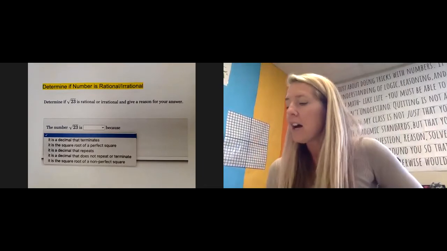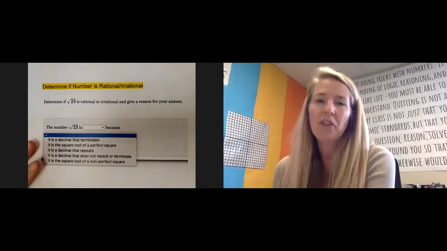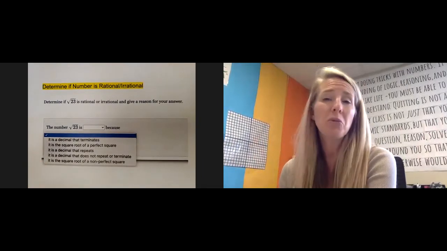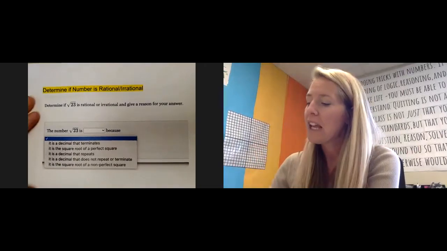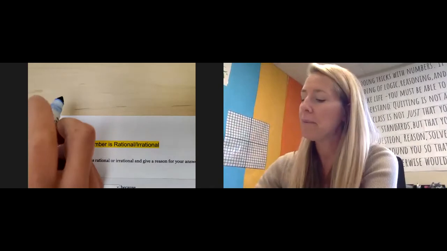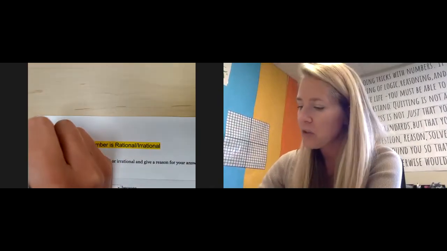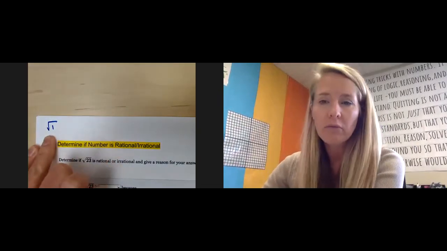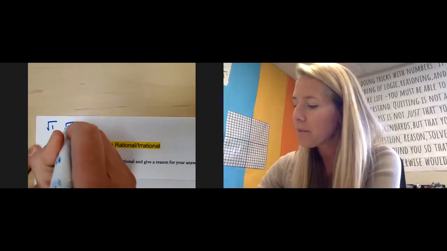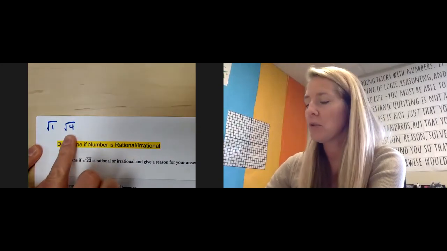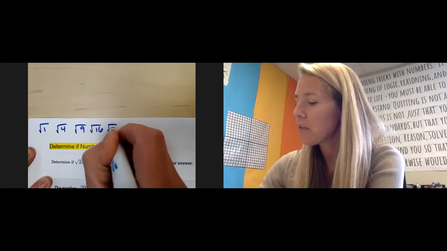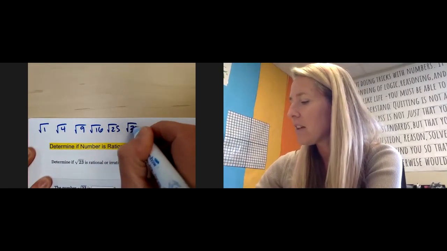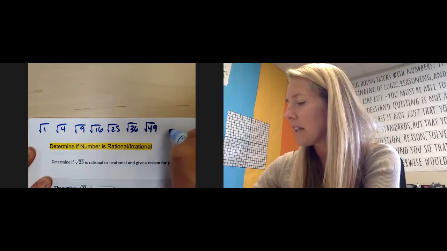And what I like about perfect squares is we've been doing them a lot. You should be getting more and more familiar with them by now. So if you need to make a little cheat sheet, you can. 1 times 1 is 1, so the square root of 1 is 1. 2 times 2 is 4, so the square root of 4 is 2. 3 times 3, 4 times 4, 5 times 5, 6 times 6, 7 times 7, and so on.